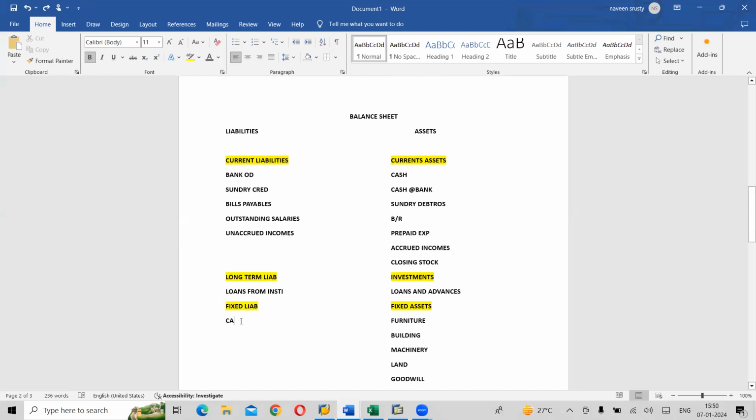So what did you understand? What do you mean by fixed capital? Capital is nothing but after payment. See, again, I'll tell you the difference. After payment, the fixed liability is nothing but your shareholders or individual proprietor. If you say owner's capital, owner's investment.